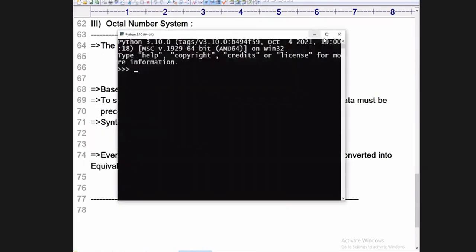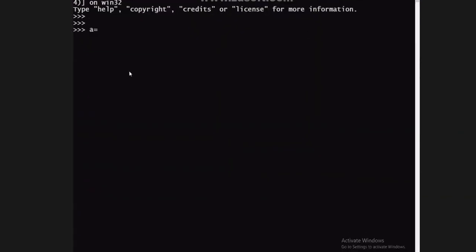Python 3.10, let's take this example. See, my dear students, a is equal to 0o. Be careful: zero and the letter O, if you press O, there is a chance to type it wrong. Ensure that 0 is a little higher and O is a little lower, height-wise. Then 22. Octal data I'm taking: 0o22. Print of a, comma, type of a.